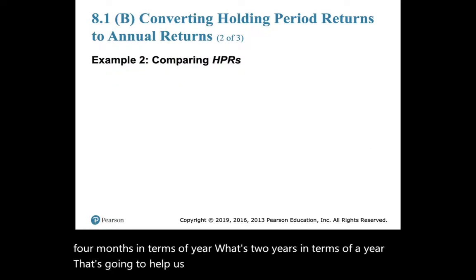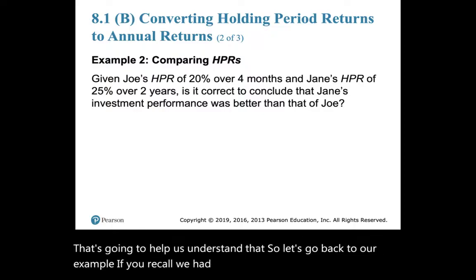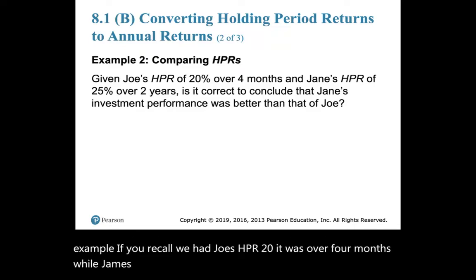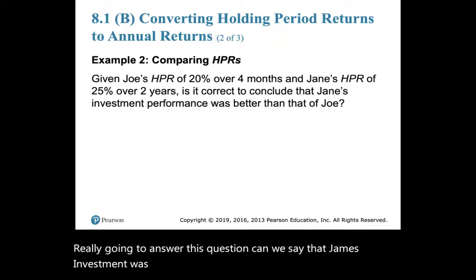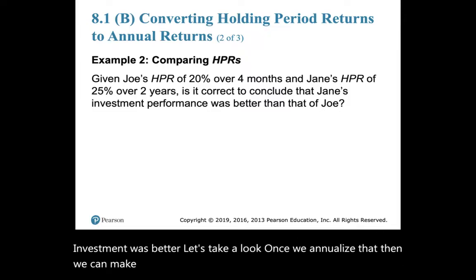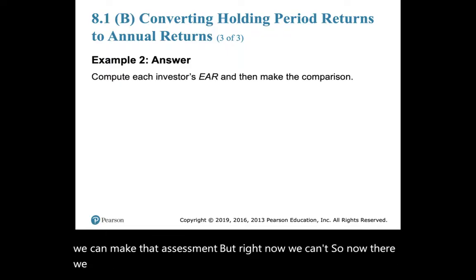So let's go back to our example. If you recall, Joe's HPR was 20% over 4 months, while Jane's HPR was 25% over 2 years. And we're really going to answer this question: can we say that Jane's investment was better? Let's take a look. Once we annualize it, then we can make that assessment. But right now we can't. So in other words, we have to calculate the ERA and then make the comparison.